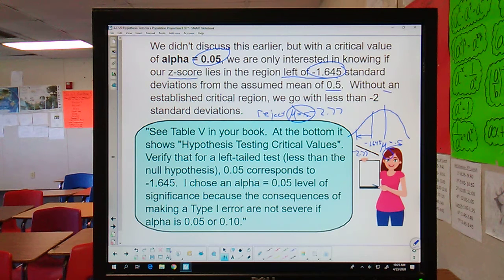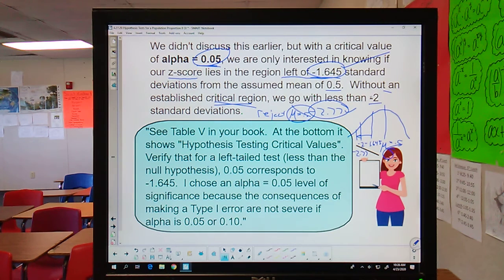So without an established critical region, you go with your less than negative 2 standard deviations. That's what you guys are always saying. If it's more than 2 standard deviations, then you reject it. That's fine. But if we give you an alpha, or an established critical region, I should say, if we give you an alpha of 0.05, then you're just saying, is my negative 2.77, or whatever my z-score is, less than negative 1.645?